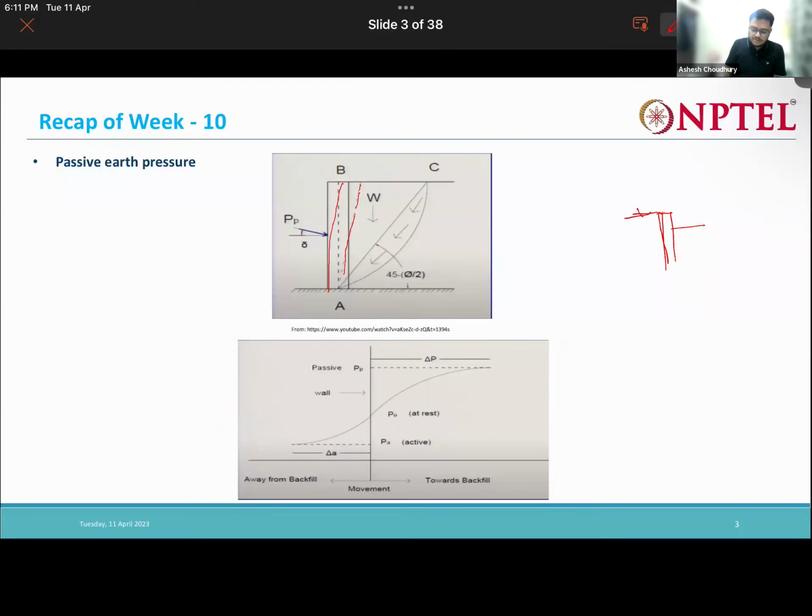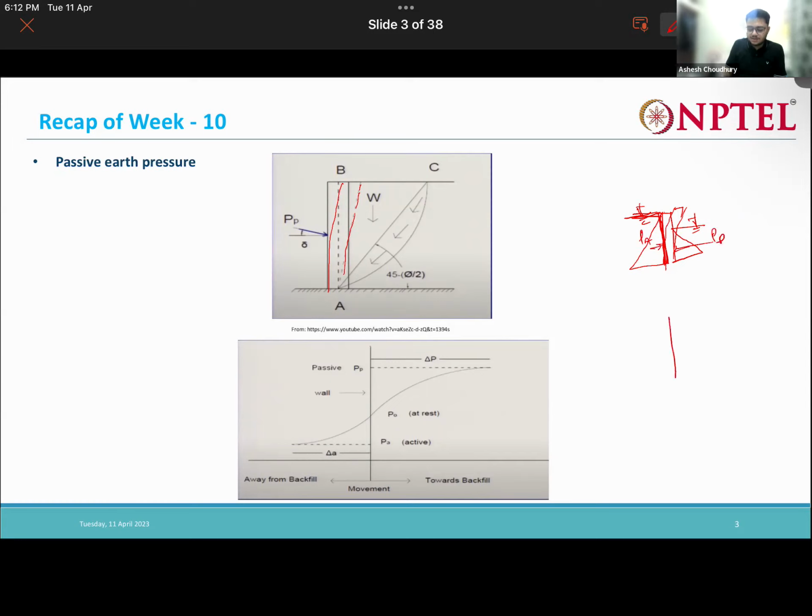So say you have a soil here, outside. So this side has more soil, right? So this soil will get pushed in this direction, right? So on this side we will have active earth pressure, and in this region we will be having a passive pressure. So this side will be PA acting, and this side will be PP acting.